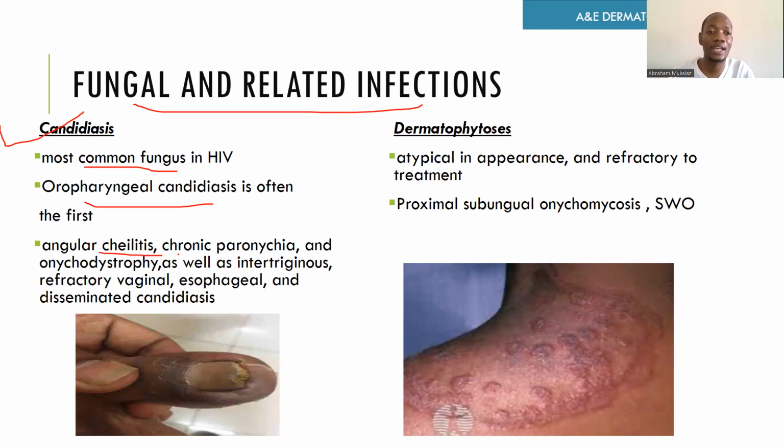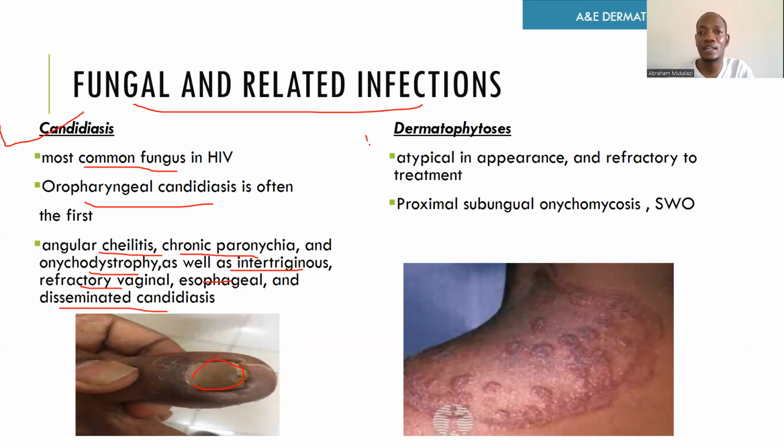You can end up with angular cheilitis because of Candida, chronic paronychia, onychodystrophy, as well as refractory vaginal, esophageal, or even disseminated candidiasis. So even in HIV, candidiasis can end up causing systemic symptoms, even going all the way to causing meningitis. So this is how the nail will look like when someone has chronic paronychia secondary to Candida.